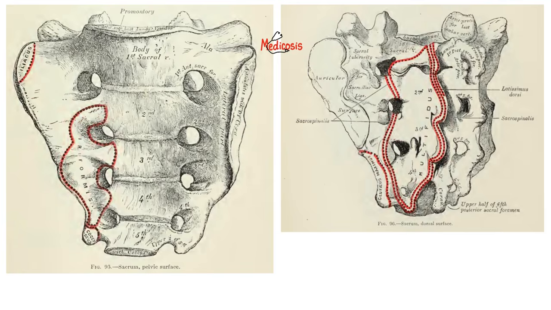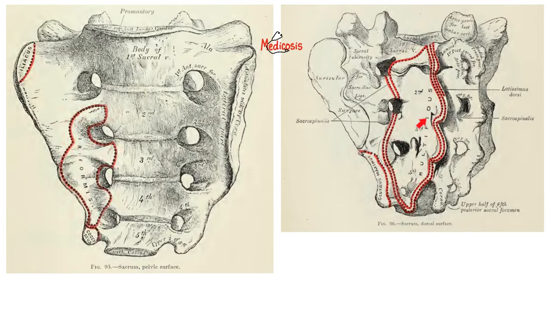The 3 vessels are the median sacral vessels, lateral sacral vessels, and superior rectal vessels, because the rectum will be here. The 3 viscera include the sigmoid mesocolon, the sigmoid colon, and the rectum. We're done with the anterior surface of the sacrum. Let's talk about the posterior sacrum.